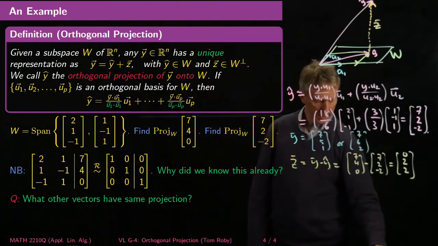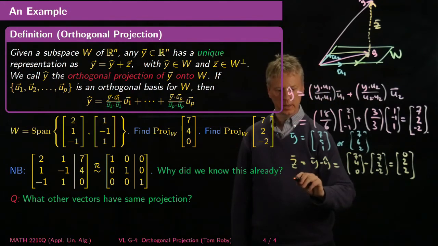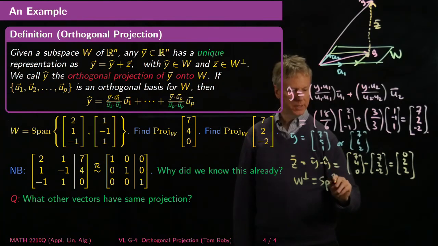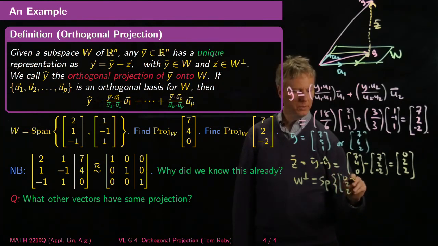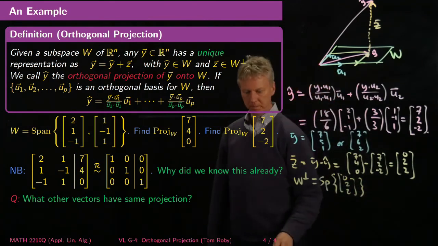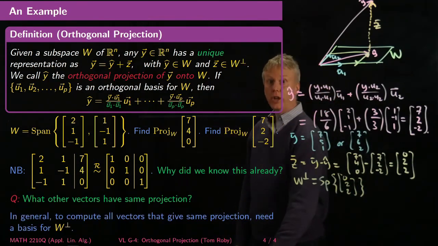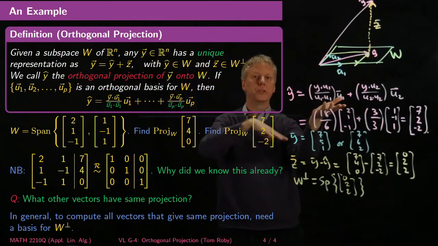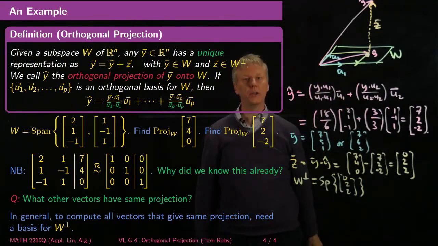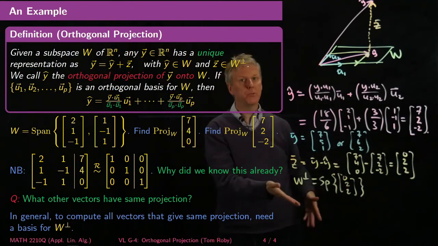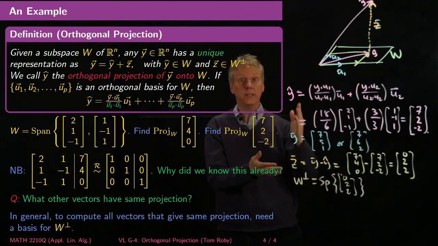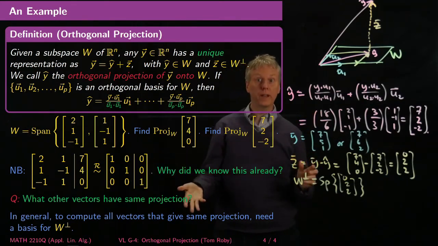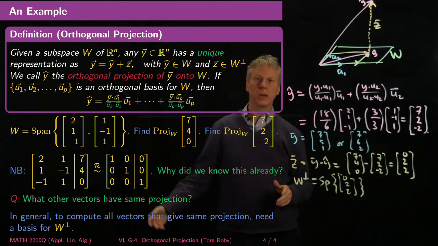Okay? So the point here is that W perp is equal to the span of this z. It's equal to the span of 0, 2, 2. Now, in general, what would happen if we were in 4-dimensional space and we were projecting onto a 2-dimensional space? Then we'd have 2 dimensions of things that were orthogonal to W. And then we can't just simply subtract and get a single vector. We'll get a single vector that's in W perp, but it won't tell us what a basis for W perp is. So in general, if we want to compute all the vectors that give us the same projection, then we need a basis for W perp.